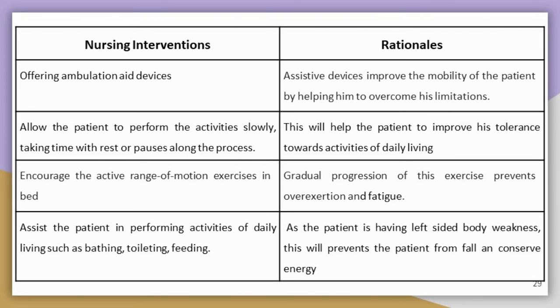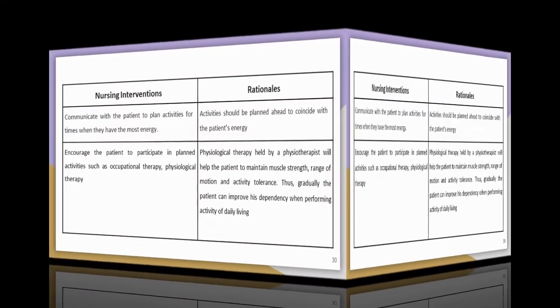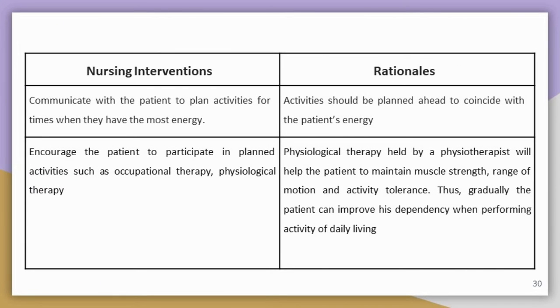Next, assist the patient in performing activities of daily living such as bathing, toileting and feeding. As the patient has left-sided body weakness, this can prevent the patient from falling. Communicate with the patient to plan activities for times when they have the most energy. The rationale is activities should be planned ahead to coincide with the patient's energy.